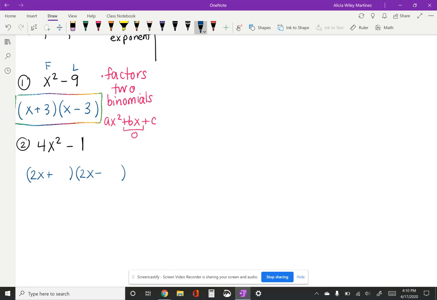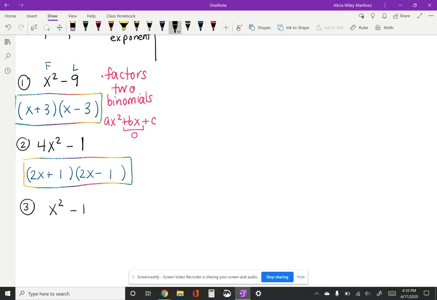The way that we get 1 is 1 times 1. If you want to check your middle term, you can see here's your negative 2x, here's your positive 2x, which will give you 0 in the middle. And then this is your answer. Last example of difference of two squares for you to try.